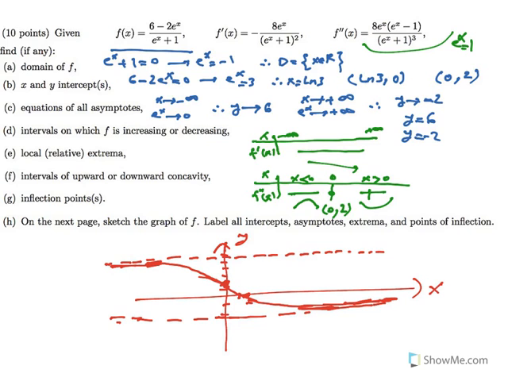So, the domain of the function is, as you know, all real numbers, and the range is, by looking at the graph, between negative 2 and 6.